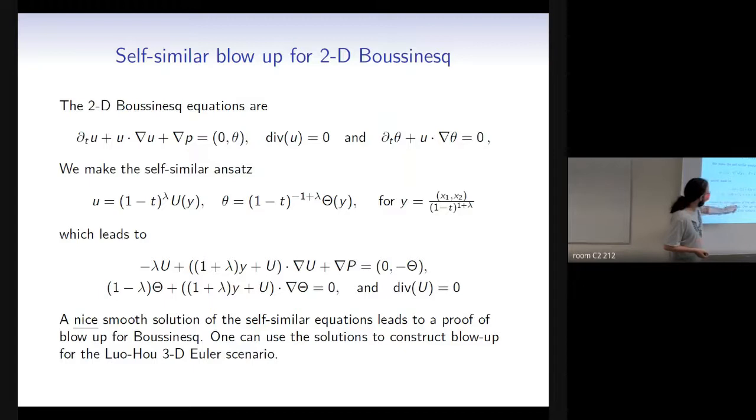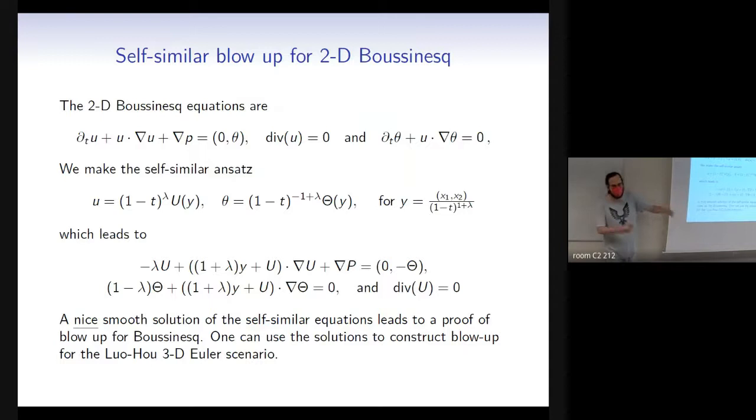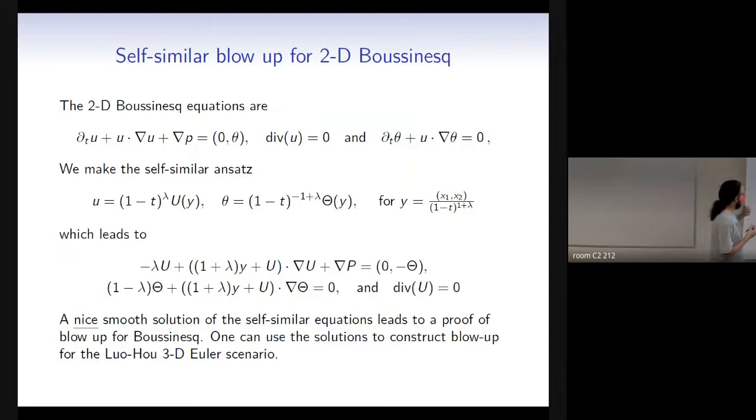So if we solve this, then there will be a self-similar solution to Boussinesq, and I claim that if we have a finite time singularity for Boussinesq, it is very likely that we will have a finite time singularity for 3D Euler. So we will approach the singularities for 3D Euler via singularities for Boussinesq. And I will show why.